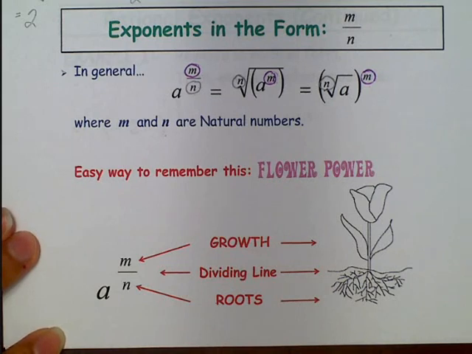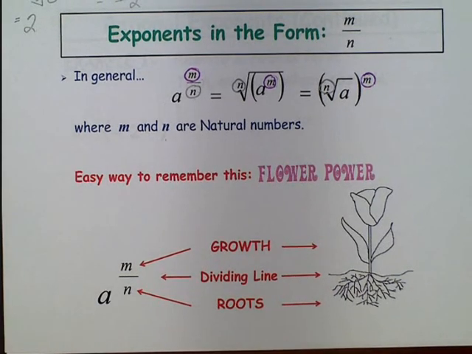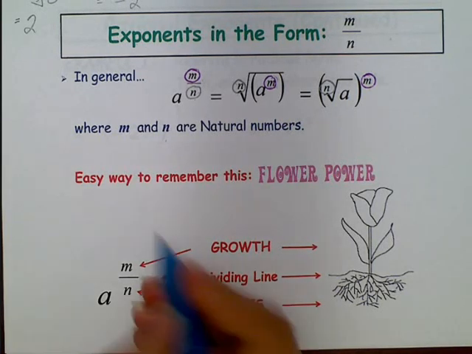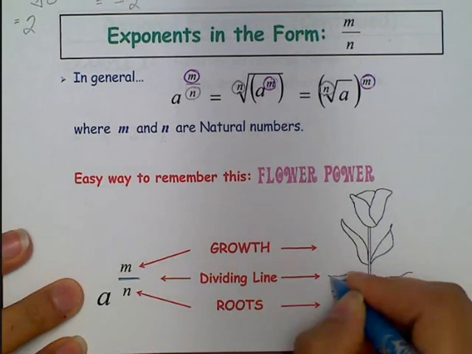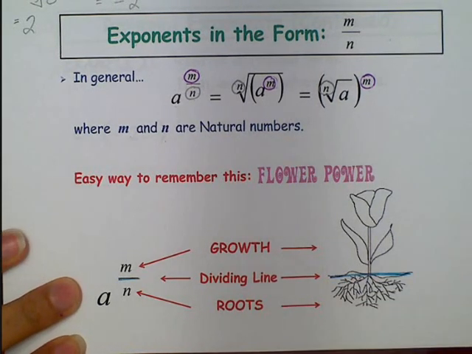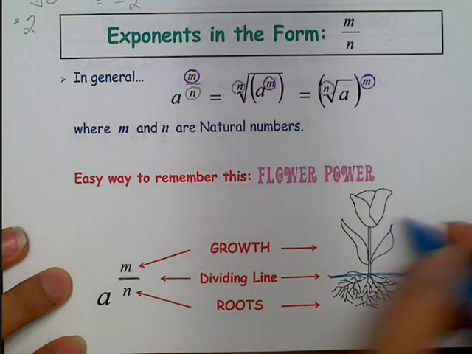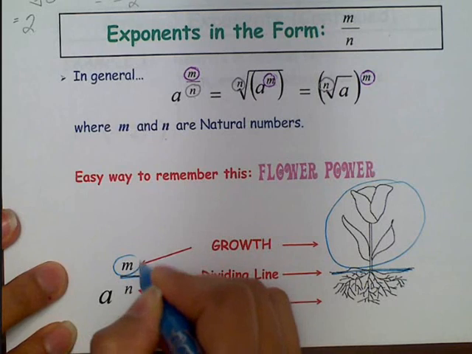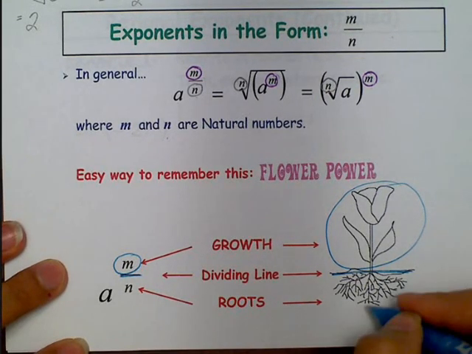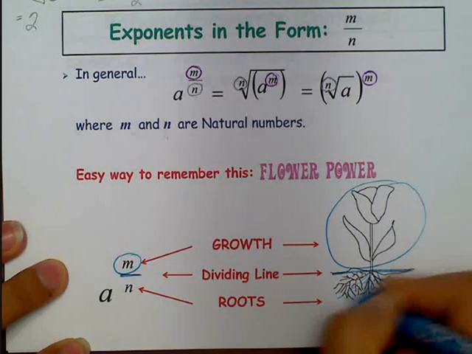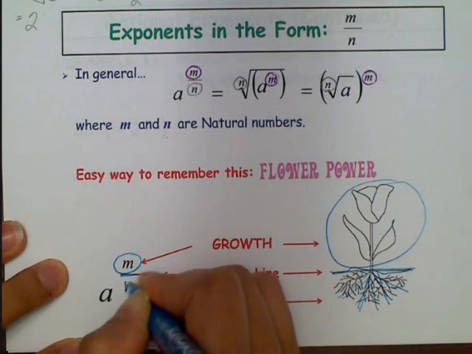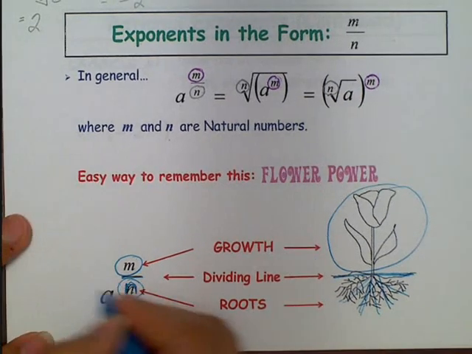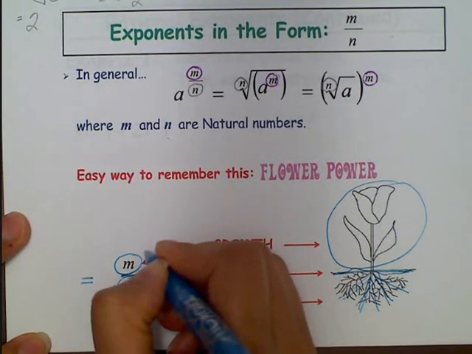So the way I remember it is, when you are looking at rational exponents, use something called flower power. And so what this tells me is the dividing line here is similar to the ground that you're looking at here. And if you think about what's happening above the ground, there's the growth in the flower, so you actually see the flower here. So this represents the growth part here. And then if you look at the bottom part, you have the roots all along the bottom. And so that's how I remember that the bottom part here represents the root. Okay? And so that's how I would remember it.